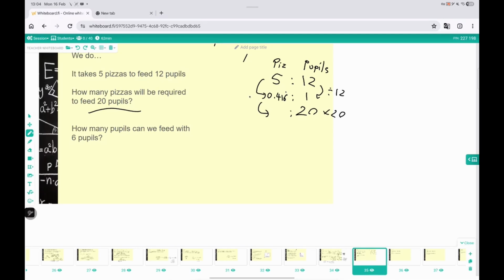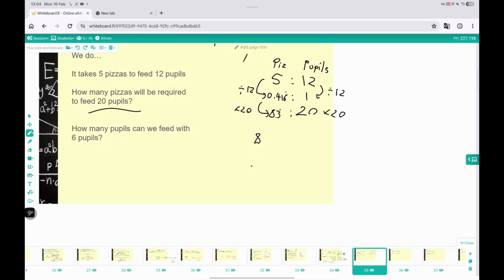In this case, I would actually use the ans button in my calculator. I store whatever the answer is to get more accuracy and times that by 20. So 20 times ans, we get 8.3 recurring. So we need 8 pizzas and a third of a pizza.